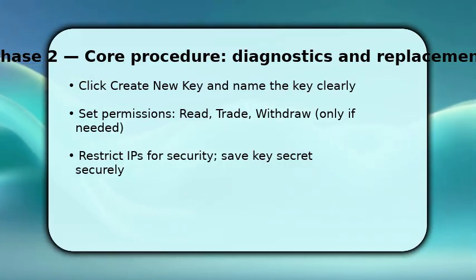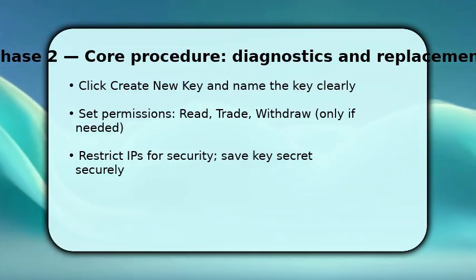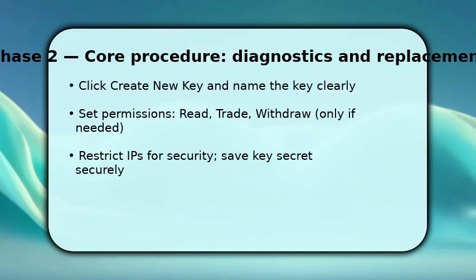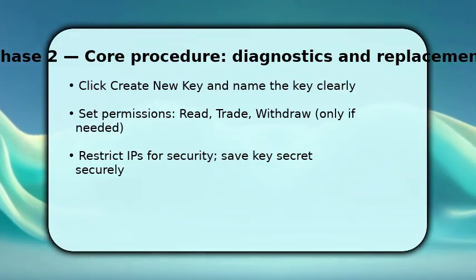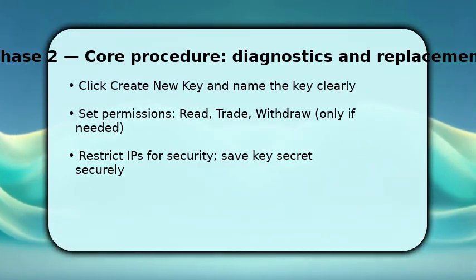This prevents unauthorized use. After you submit, Bybit shows the API key and secret. Copy the secret immediately because it's only displayed once. Make sure to store that secret in a secure vault for future use.